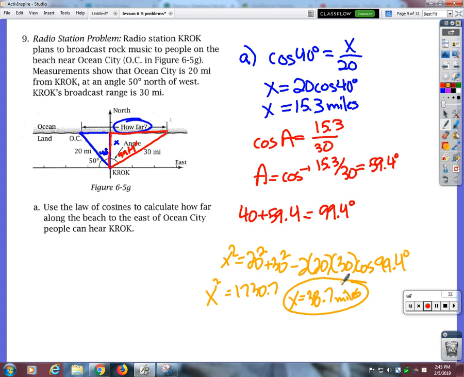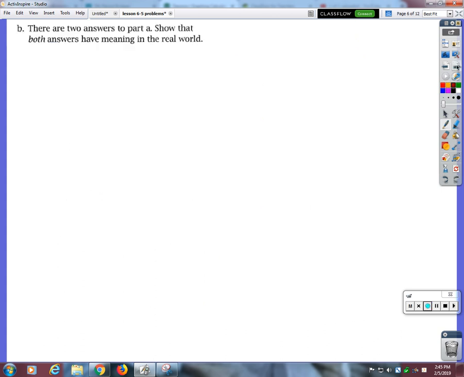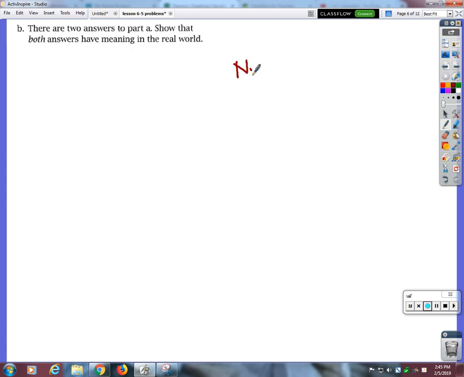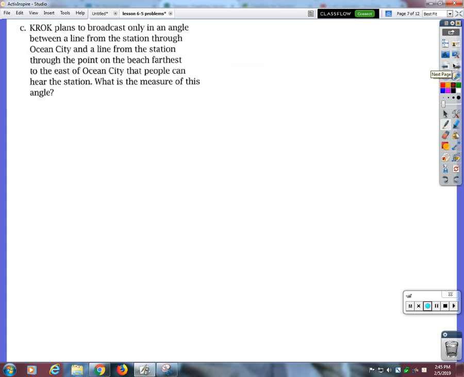Okay, so you're good though? All right, part B: there are two answers to part A, show that both answers have meaning in the real world. So what they're saying is, K-Rock plans to broadcast only in an angle between a line from the station through Ocean City and a line from the station through the point on the beach farthest to the east of Ocean City that people can hear the station. What is the measure of this angle?